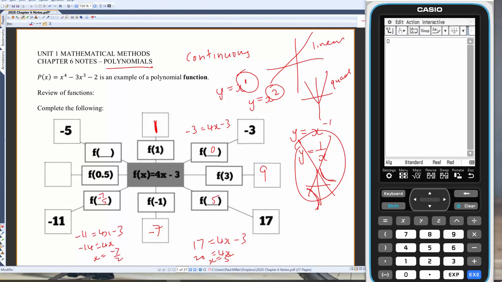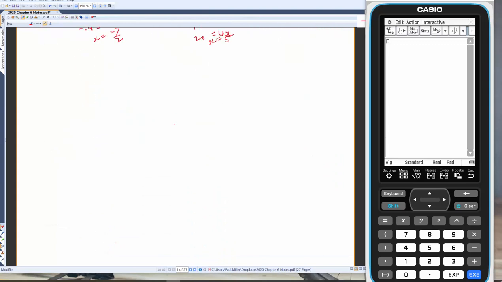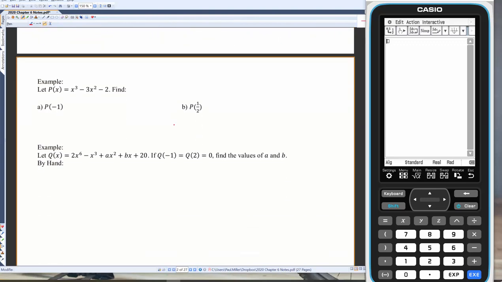You're allowed to put fractions into functions. F of 0.5 or f of a half, that means a half of 4 is 2. 2 take 3, negative 1. F of what gives me negative 5? So negative 5 equals f of x. That is going to be negative 2 equals 4x. X is equal to negative a half. So if you chuck negative a half in there, you'll get negative 5. So there's just a quick recap of functions, or a way to dust off the cobwebs a bit.